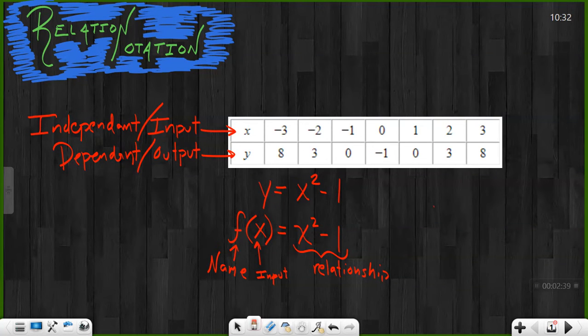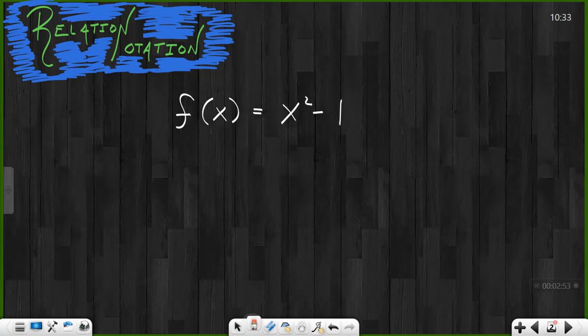Now, my output is technically represented as the entire thing, f of x. This entire statement right here, that whole piece, the name and the input together, represents my output. And we're going to show you how to use that in relation notation. Let's take a look in this next one here.